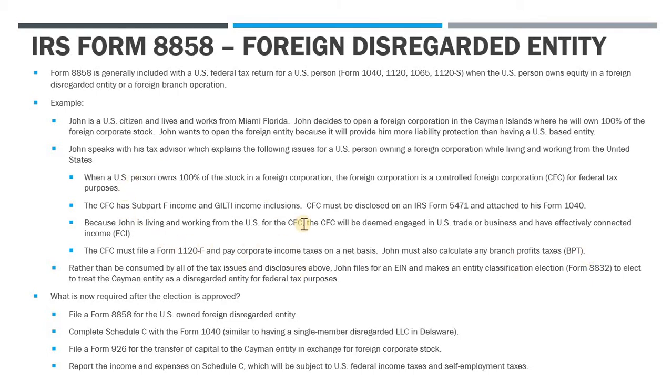Now, so John sees all this and says, well, this is a lot. Is there anything I can do to try to slim down all these issues? And the answer is yeah. So what John can do is he can file an entity classification election for that foreign corporate entity, and make the entity a disregarded entity for federal tax purposes. So you need an EIN for the entity, file the 8832, and because he's the 100% owner, he can treat it as a foreign disregarded entity for federal tax purposes. Now, once that's approved, how does the profile change a bit? Well, now that it's a foreign DRE, it's no longer a CFC.